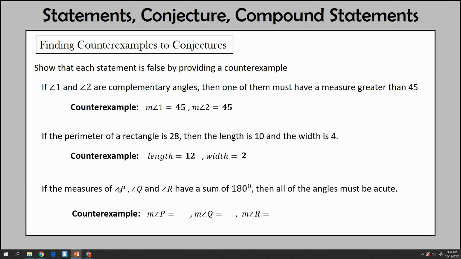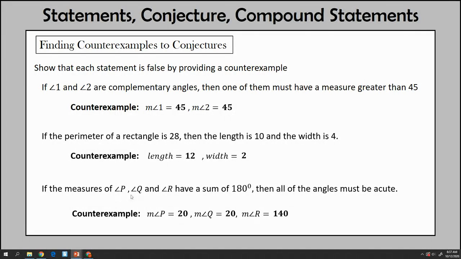If the measures of angle P, Q, and R have a sum of 180, then all the angles have to be acute. So these three are going to add up to 180, and they all have to be acute, which means they all have to be less than 90. Well, that's pretty simple to come up with an example here, right? I did 20, 20, and 140. Okay, 20 plus 20 is 40, 40 and 140 is 180.